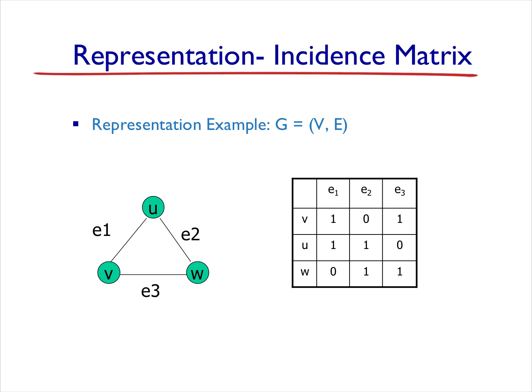So here we have the columns labeled by the edges that we see here. And then we have a 1 whenever the edge is connected to the vertex. So E1 is connected to V, so we have a 1 here. E1 is not connected, that edge is not connected to W. So this is why with E1 and W, we have a 0. This is an incidence matrix.